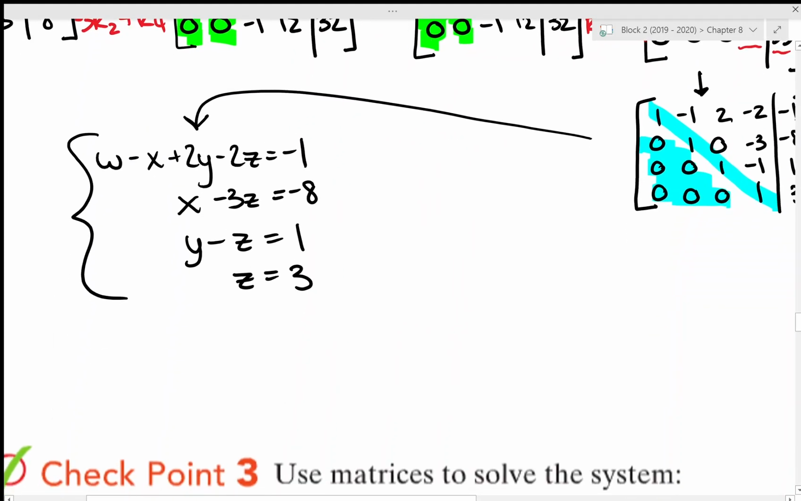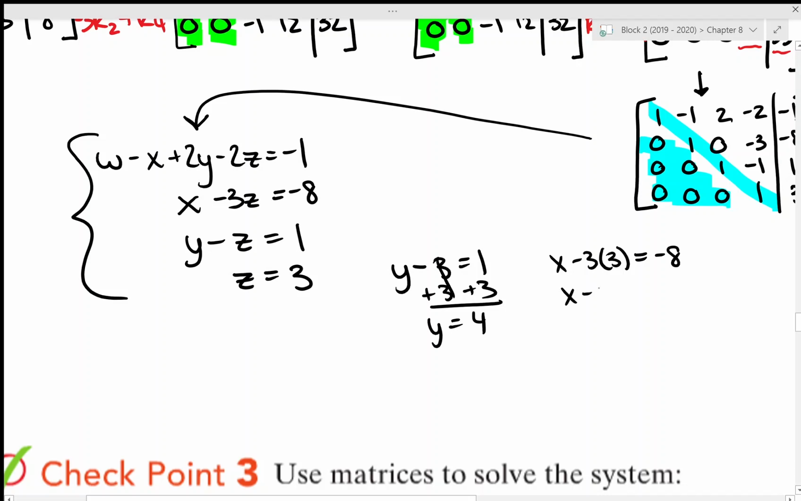So I basically have my system, so all I have to do is back substitute. So y minus z, which is 3, equals 1. I add 3 to both sides, and I get a y of 4. With the x minus 3 times z, which is 3, equals -8. -3 times 3 is -9. I add 9 to both sides, and I get an x of 1.